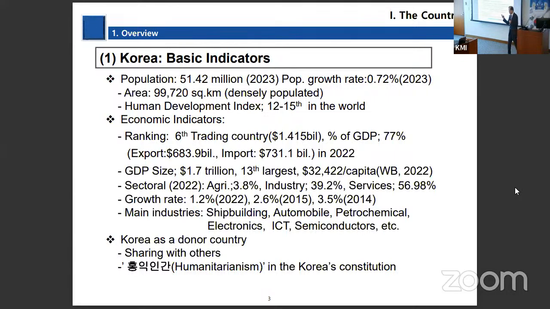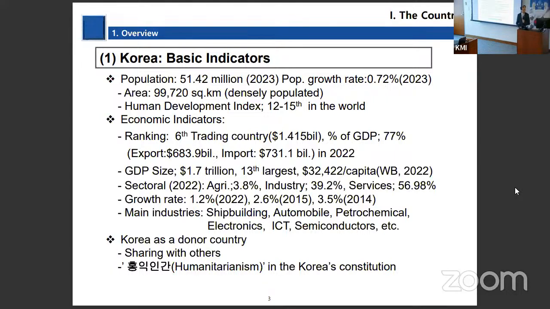I could see many Hyundai cars, Kia cars, and even Samsung. When I visited the Brookings, they were all using Samsung monitors. I didn't notice whether it was Samsung or not. Anyway, it is a very export-driven manufacturing sector, very strong. The service sector is relatively lower than in other developed countries. Growth rate has slowed down. And we have a very strong shipbuilding industry, automobile, petrochemical, electronics, ICT, semiconductor, you can name it.